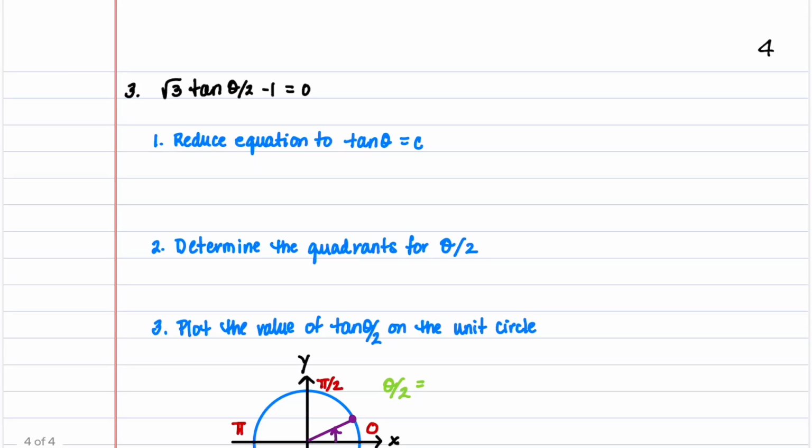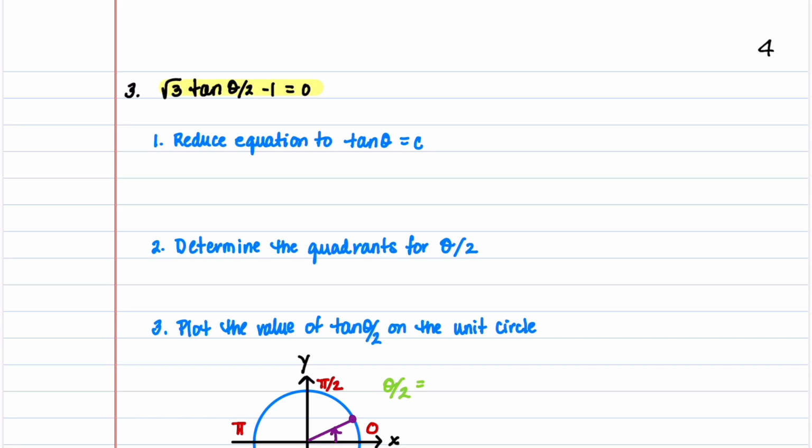In this video, I'm going to show you exactly how to easily find all solutions to this trigonometric equation with multiple angles. Let's now solve the equation root 3 tangent theta divided by 2 minus 1 is equal to 0.